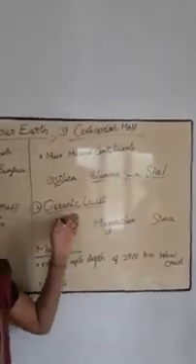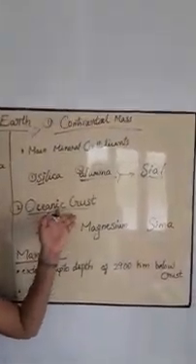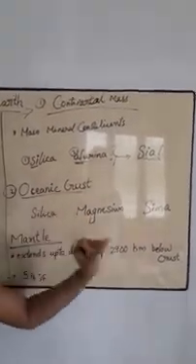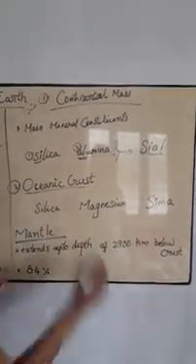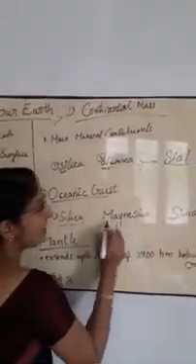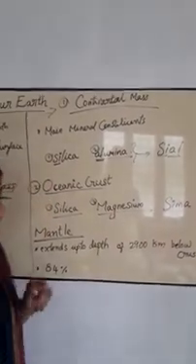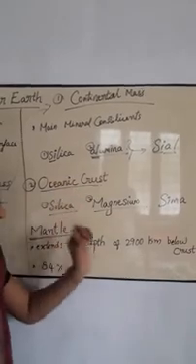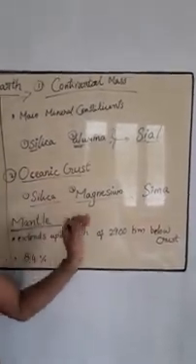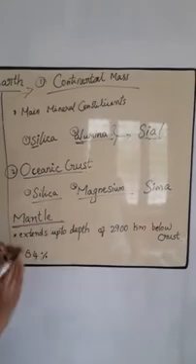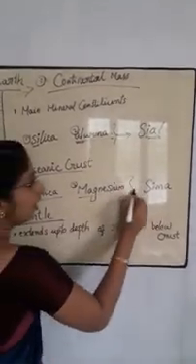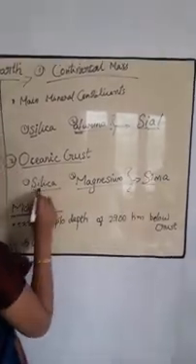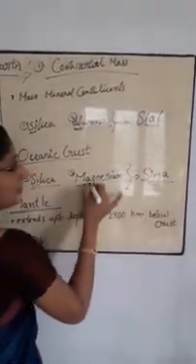And next, oceanic crust or oceanic floors. In oceanic crust or oceanic floor, the main mineral constituents are silica and magnesium. So we call it Sima. Si from silica, Ma from magnesium.